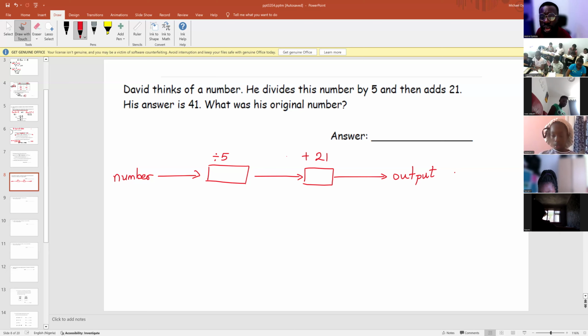Guys, now the answer is 41. Let us find what his original number is. So that means the output is 41. From the output, remember, we need to walk back. So from the output, what's the first thing to do?